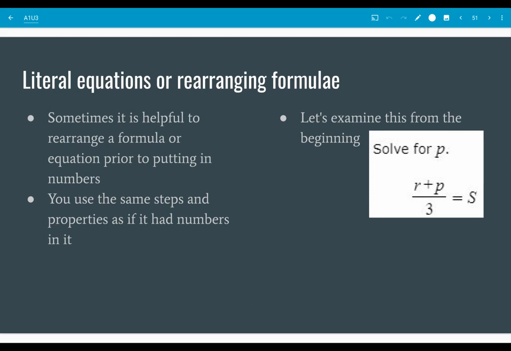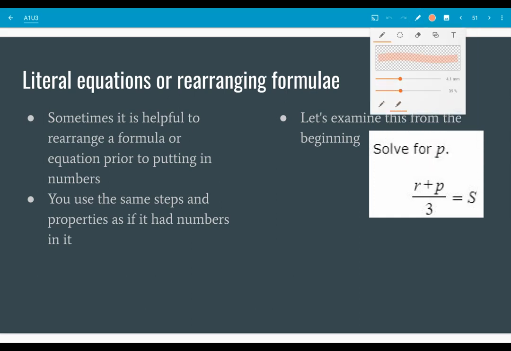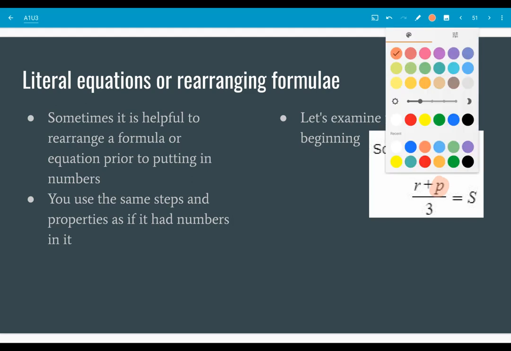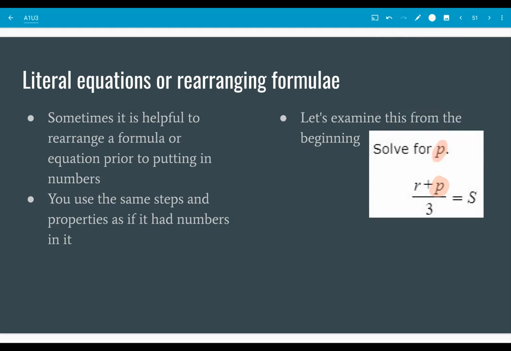So if we look at this example, r plus p divided by 3 equals s. We're solving for p, so we identify the variable we're looking for. We're going to clear our fraction, multiply both sides by 3. We're going to end up with r plus p.